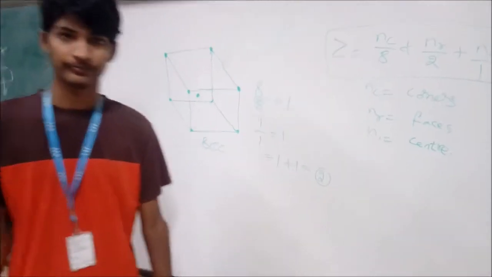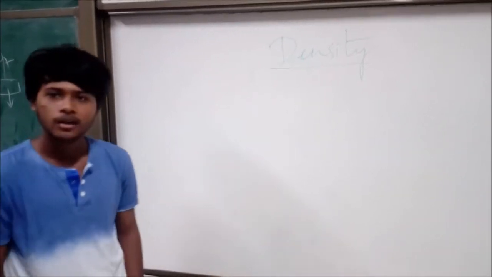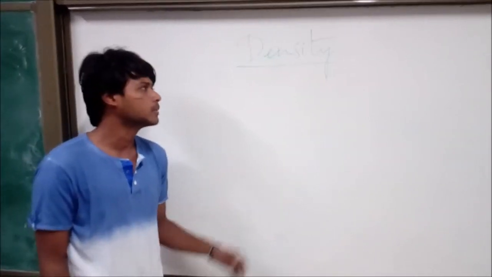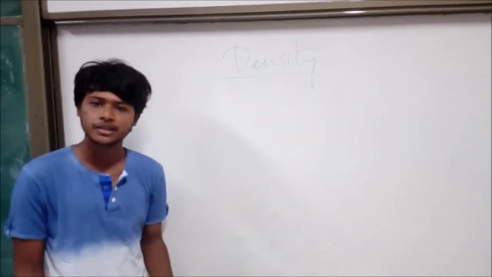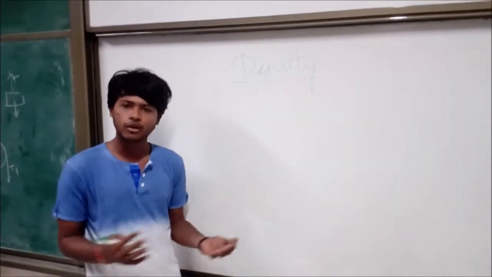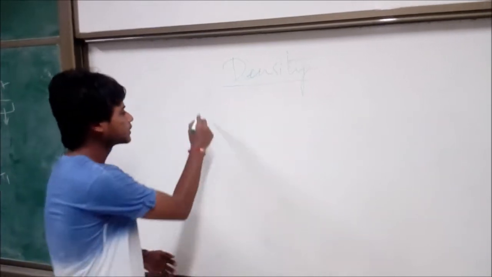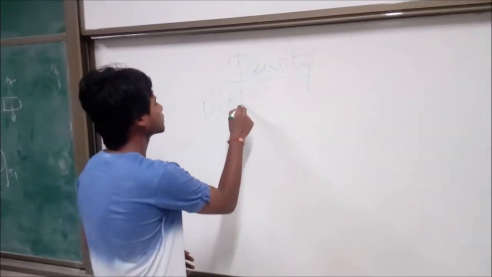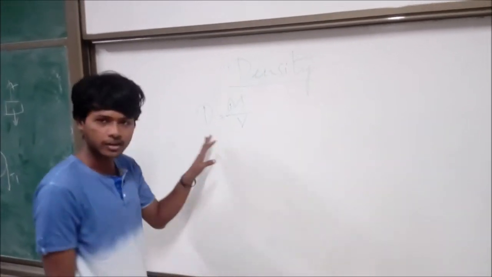Hi, my name is Shreyan Mandal and today I will be explaining how to calculate the density of a unit cell. As we all know, the general formula for density is density is equal to mass per unit volume. This is the general formula.